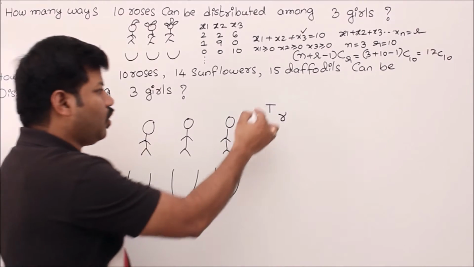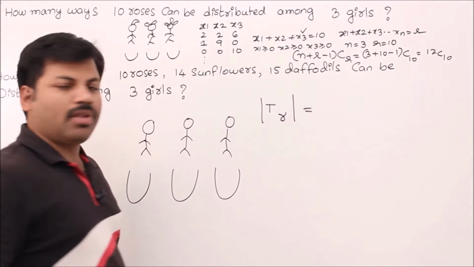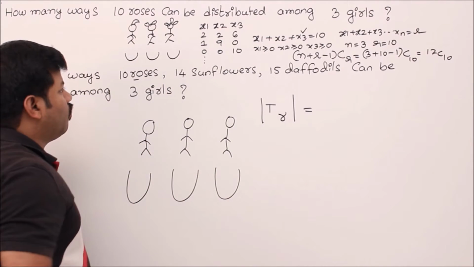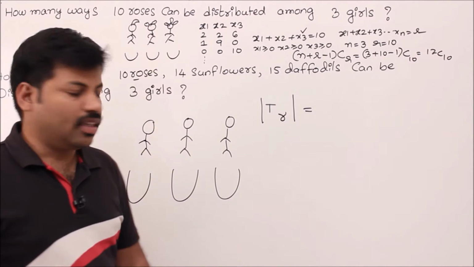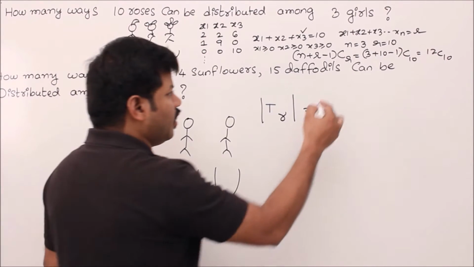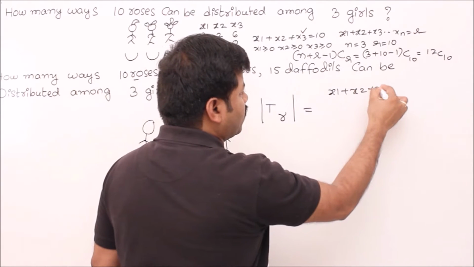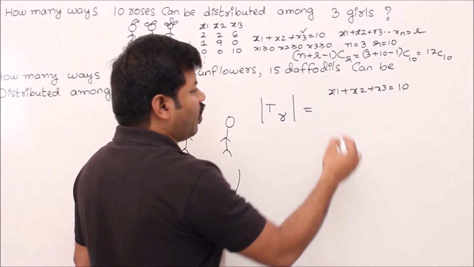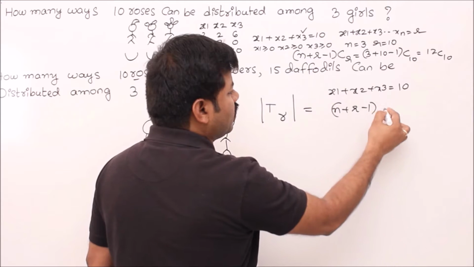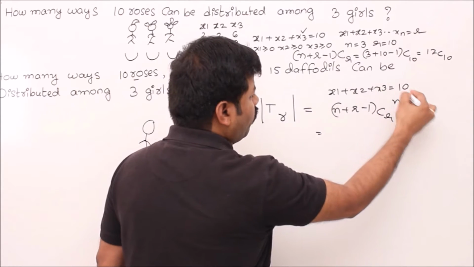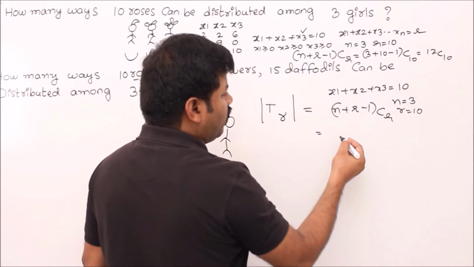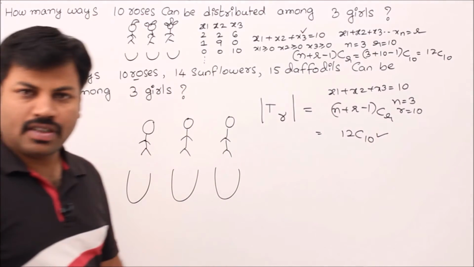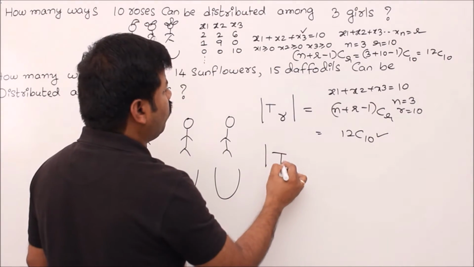How many different ways can you distribute roses? Let's say that is task TR. The total number of ways of doing that: the number of roses is 10, isn't it? If you have 3 people and 10 roses, then it is like x1 plus x2 plus x3 should be 10. Same conditions, right? Then the formula is n plus r minus 1 C r, where n is the number of variables and r is 10. Then it will be 3 plus 10 as usual. So we already got 12 C 10 for this. Got it?